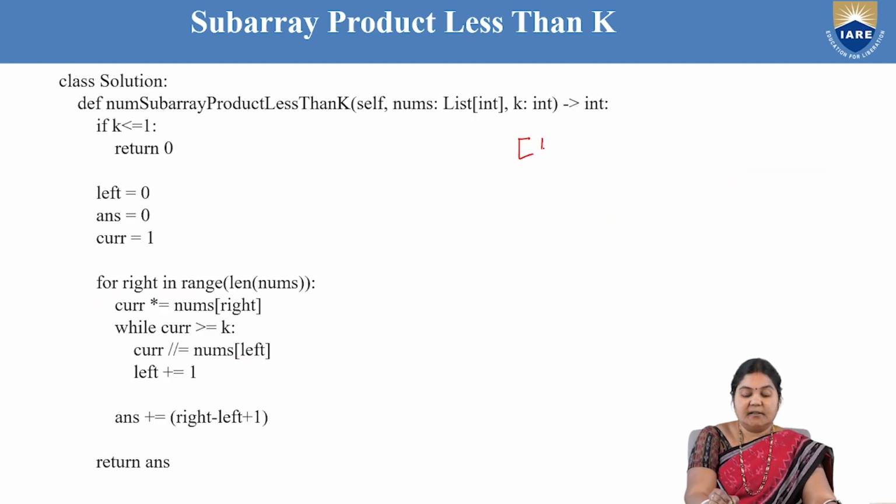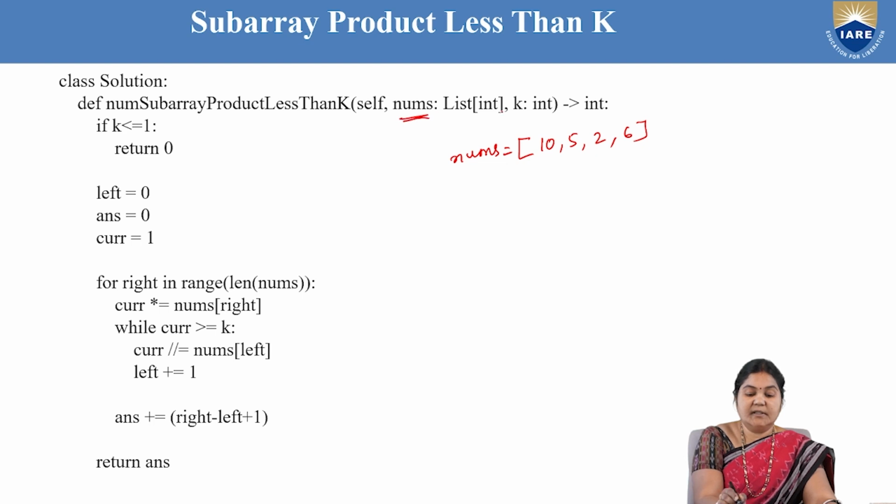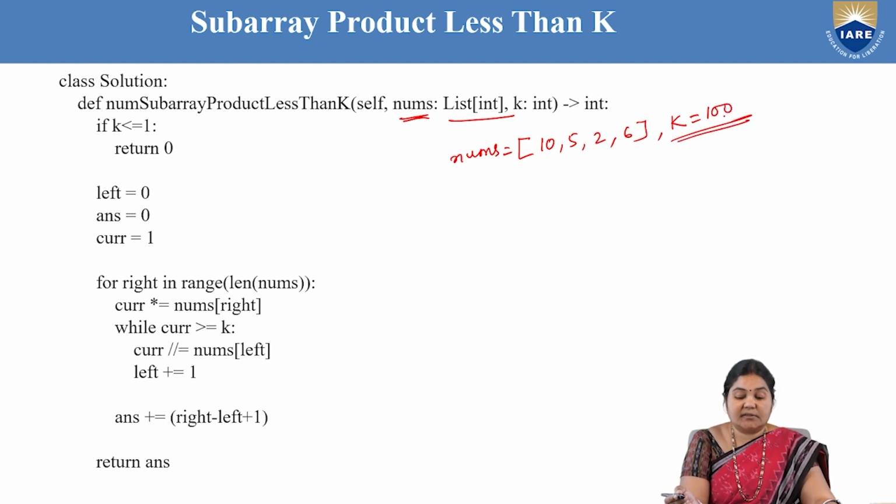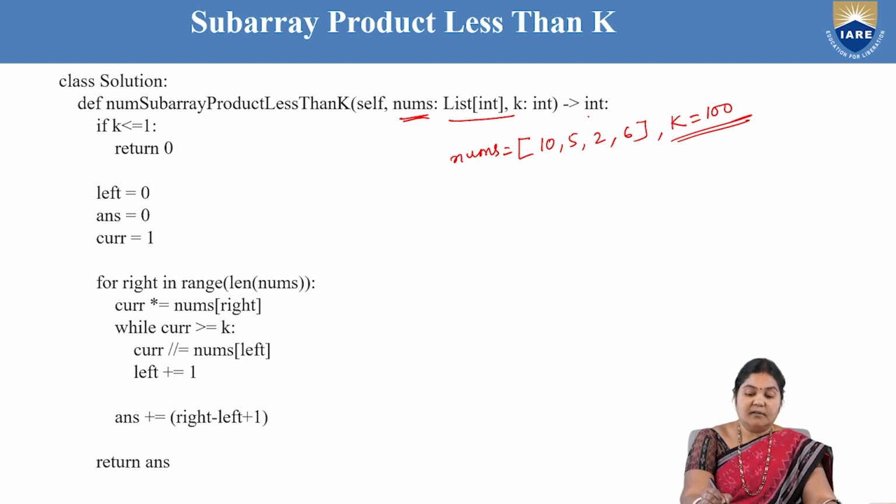So, let us take 10, 5, 2, 6 as the input nums array. What is my nums array? It is a list of integers. And k value is given as 100. Here k is not a window size. K is just a constraint to check whether the product is less than 100 or not. And how many such subarrays are possible? This is my integer return type.